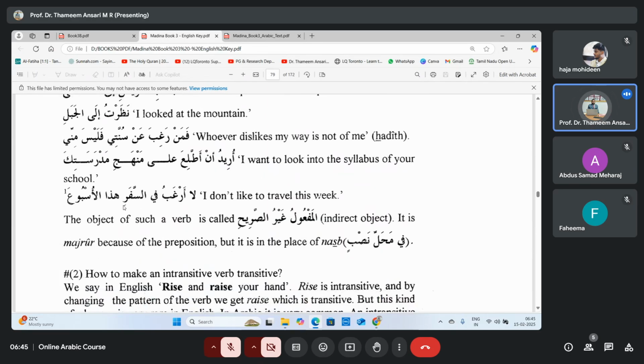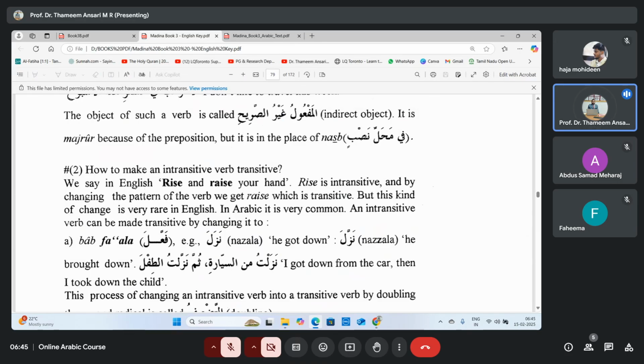لا أرغب في السفر هذا الأسبوع. I don't like to travel this week. The object of such a verb is called al-maf'ul غير الصريح, indirect object. It is majroor because of the preposition, but it is in the place of nasab, fi mahalli nasbin.